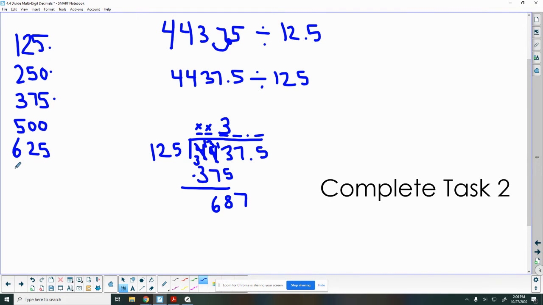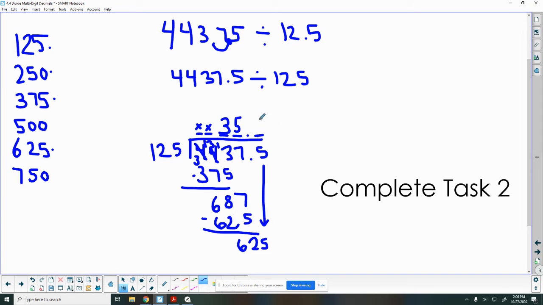So if I add on another 100 here, that makes it 700. Another 25 is 750, which is too big. So it goes in there 1, 2, 3, 4, 5 times. 5 times 125 is 625. So we're subtracting here. 7 minus 5 is 2. 8 minus 4 is 4. And bringing down my 5 is 625.